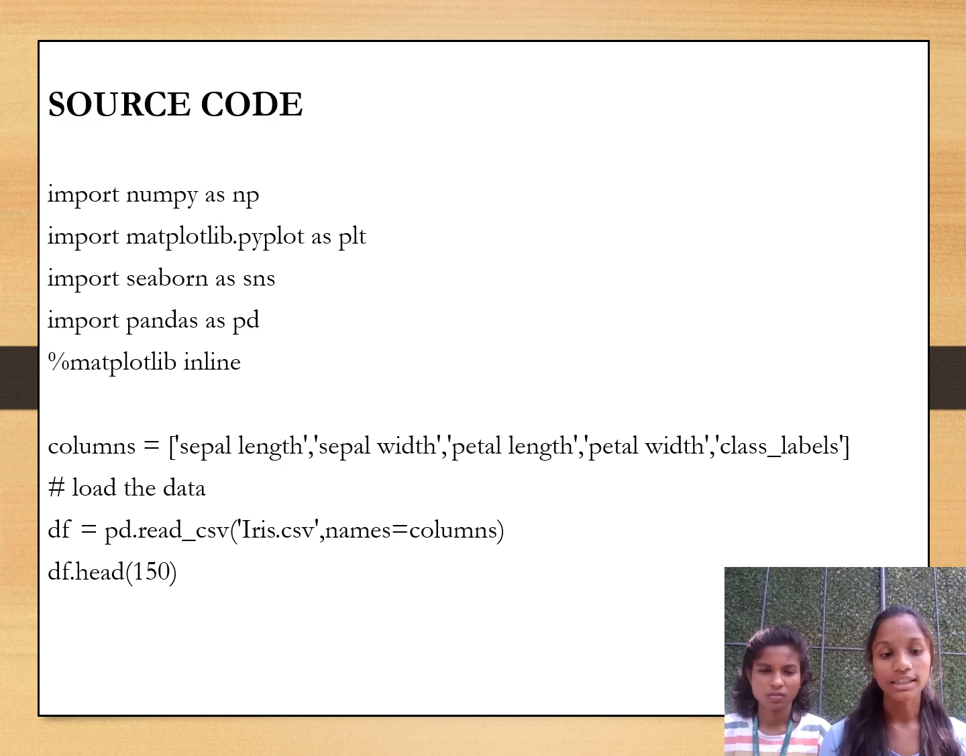After importing the libraries and dividing the data into columns, we'll load the data, for which we have already downloaded the CSV file from the Kaggle website. We'll load that data into this source code. After loading, we'll display the header of the loaded data by using df.head(150). For loading, we use the command df = pd.read_csv.